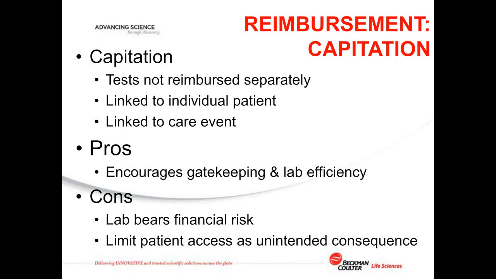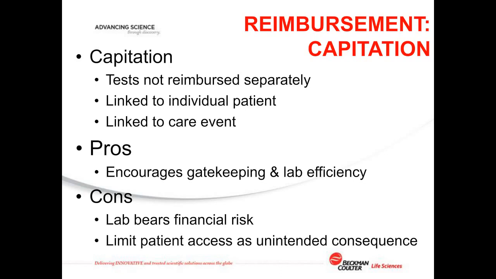Now, another means of reimbursement is capitation. So under a capitation system, and this is typical of inpatients in the U.S. and many patients or all patients in healthcare systems in other parts of the world. Under this system, the tests are not reimbursed separately. They may be all linked to an individual patient, so you essentially get a set amount of money for each patient in the healthcare system, or they may be linked to a care event, and so that's the system we have in the U.S. for inpatients under the DRG system.